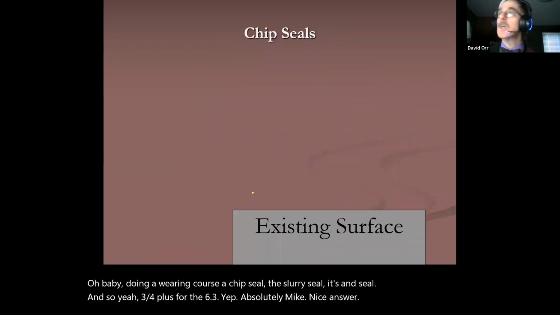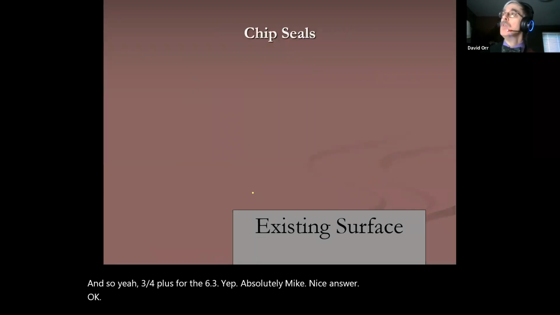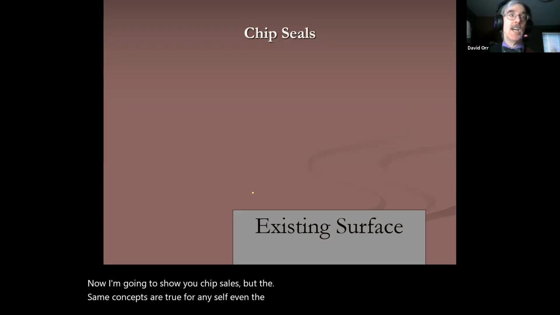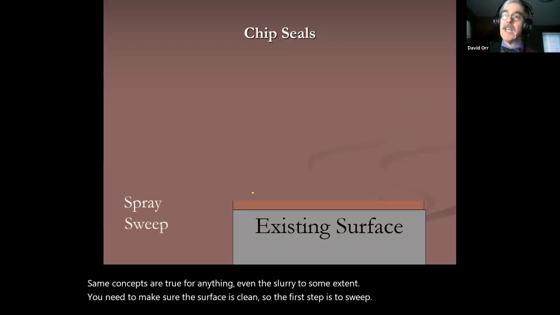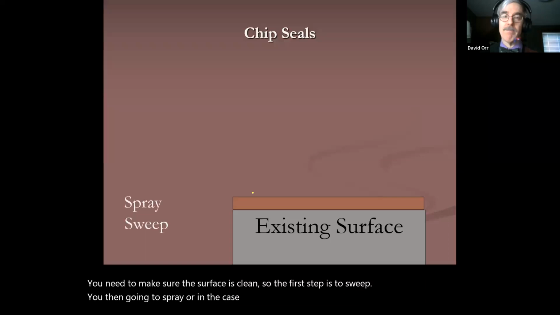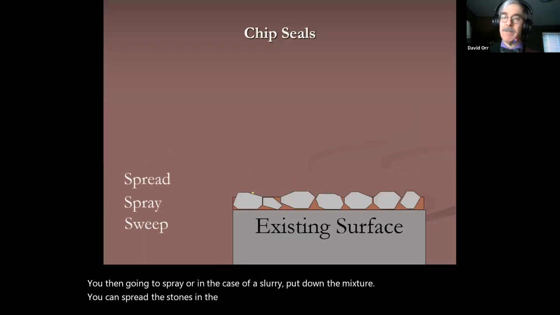Okay. Now, I'm going to show you chip seals, but the same concepts are true for any seals, even a slurry to some extent. You need to make sure the surface is clean. So the first step is to sweep. You're then going to spray, or in the case of a slurry, put down the mixture. You're going to spread the stones. In the case of a slurry, it's mixed in immediately, but you spread your stones while it's still brown.